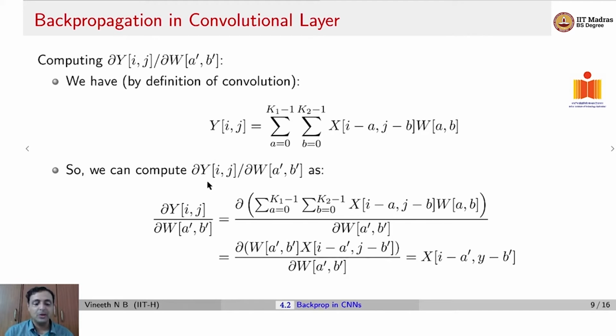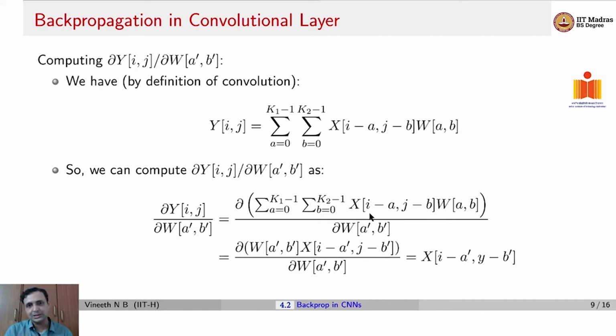Using this, we can now write ∂Y_ij/∂W at a', b', where you expand Y_ij in terms of the entire output from the first equation. So you have the entire right-hand side of the first equation, you put that in there. Now in all these summations, there is only one term that is going to depend on W at a', b'. Remember, in one convolution, one particular filter value is convolved with only one pixel in the input in that single convolution operation.